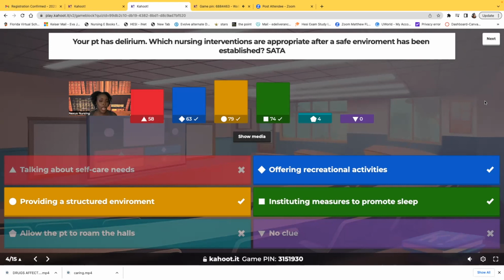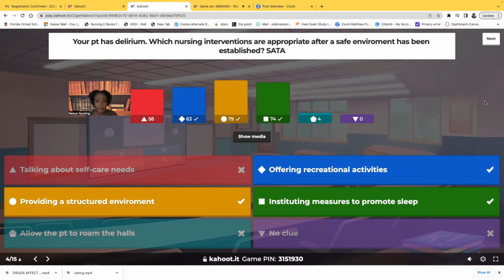The first one that says talk about self-care needs. False. They have delirium. They are not in touch with reality. What kind of self-care needs are you going to be teaching this patient? You're wasting your breath. False. Next, offer recreational activities. Absolutely. That patient is out of touch with reality, and we don't want them just sitting there in the bed all day being delirious. So we're going to be offering them different types of activities. Even though they have this delirium that's happening, physically, we want that patient moving about.